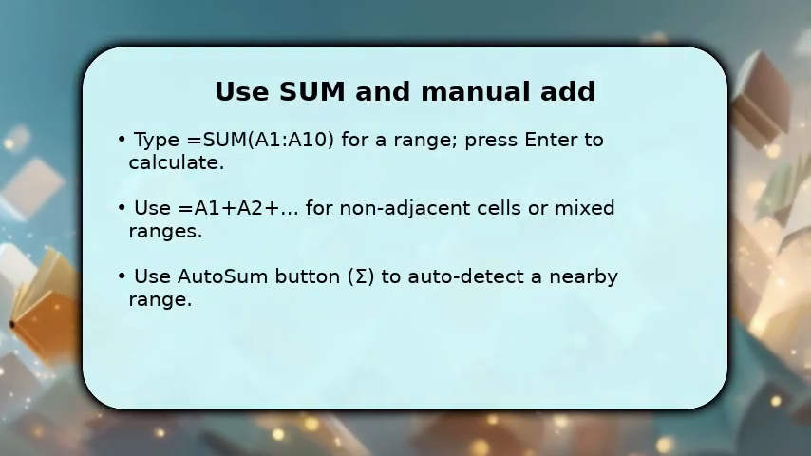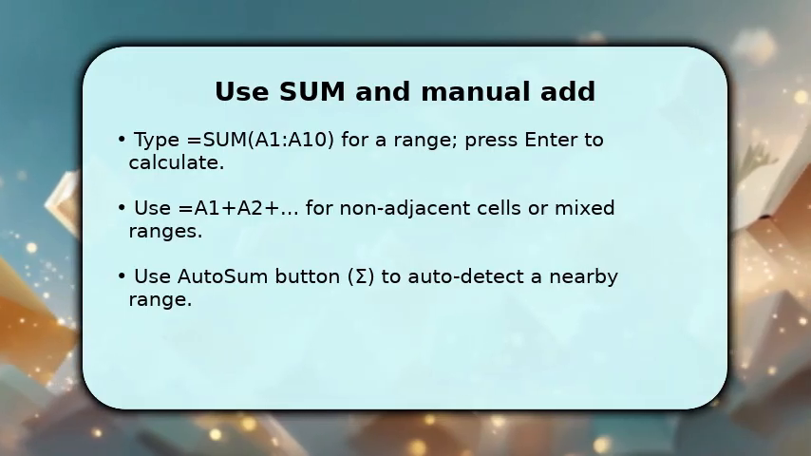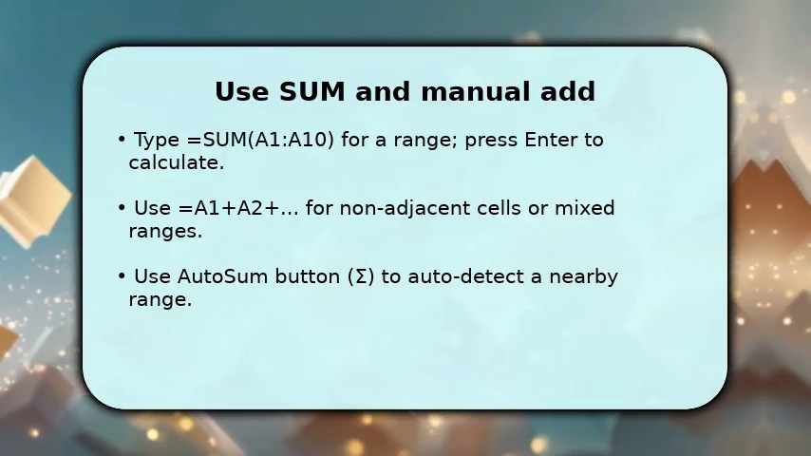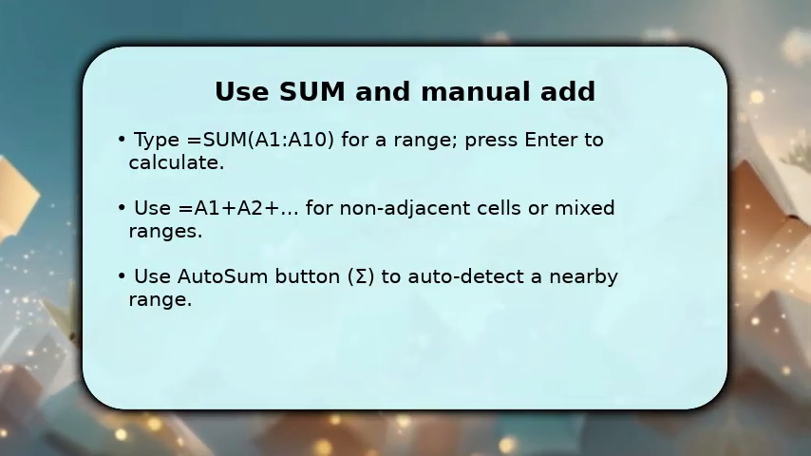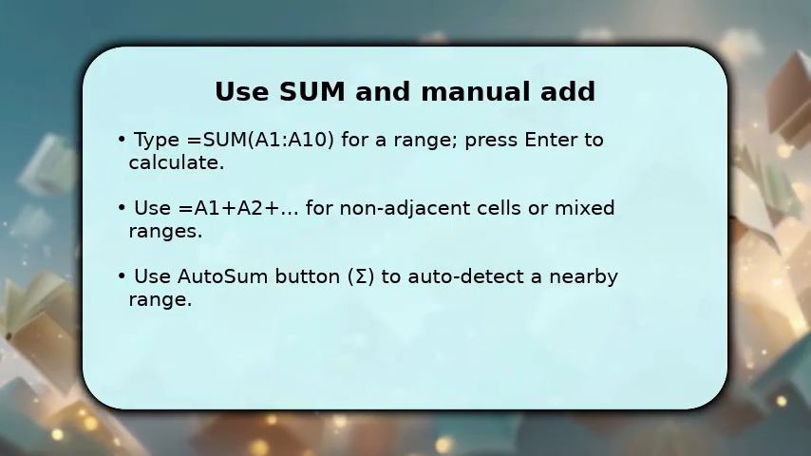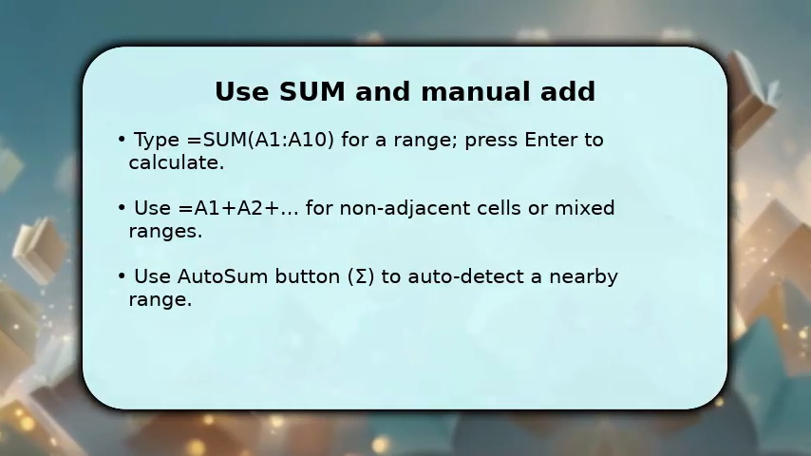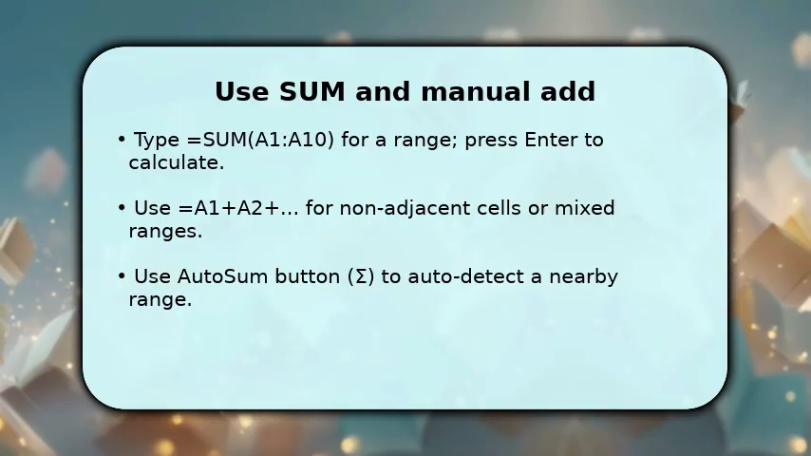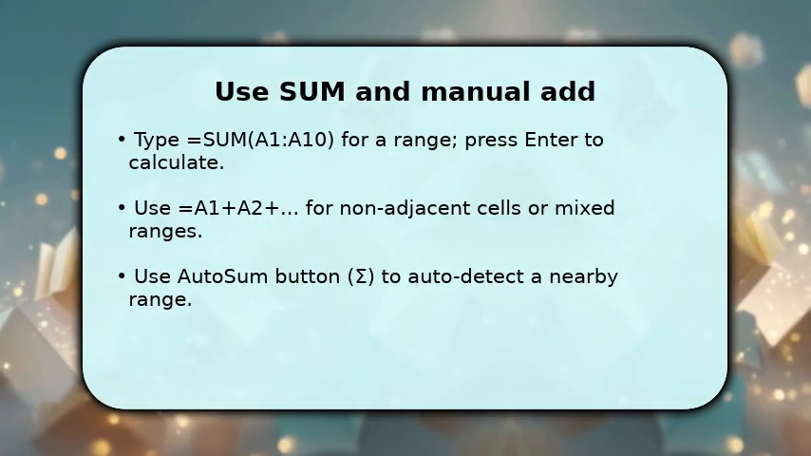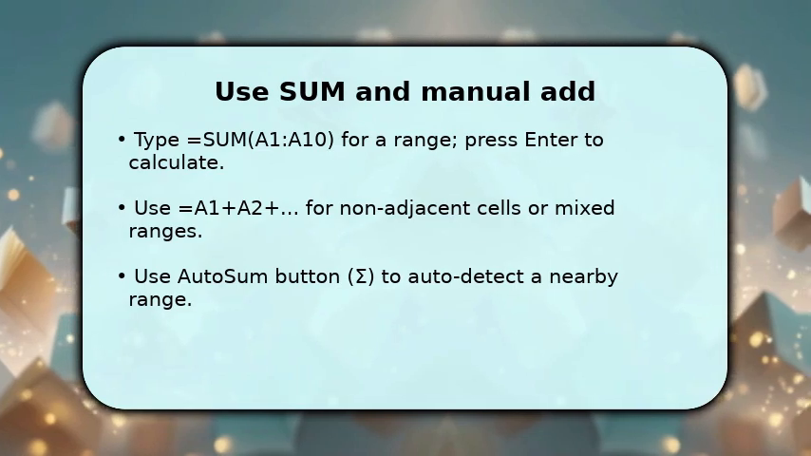Next, you enter the formula that does the work. For contiguous values, type equals SUM, then drag to select the range like A1:A10 and close the parenthesis, then press Enter. Excel returns the total immediately. If numbers are scattered, type equals and add individual cell references with plus between them. For example, equals A1 plus B3 plus C5. Alternatively, click the AutoSum Sigma button to let Excel guess the range. Verify it and press Enter. Make sure ranges reflect only numeric cells to avoid wrong totals.